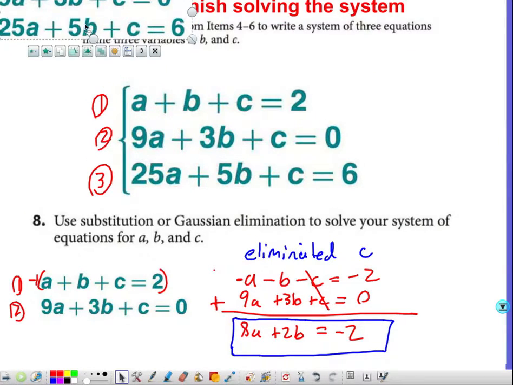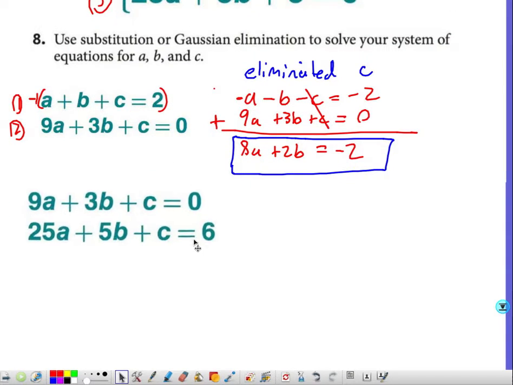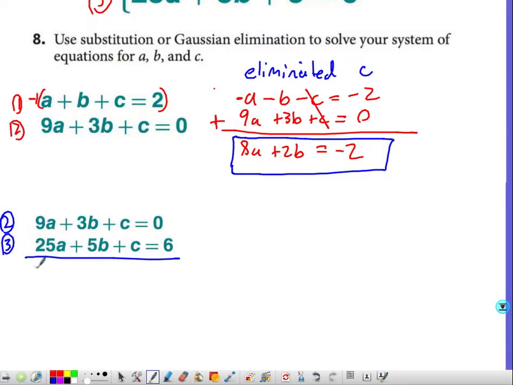So here are equations 2 and 3. Now, you want to go ahead and add them together to see if anything automatically eliminates itself. So here we have 34a plus 8b plus 2c equals 6. Now there's something important. We have equations 2 and 3.